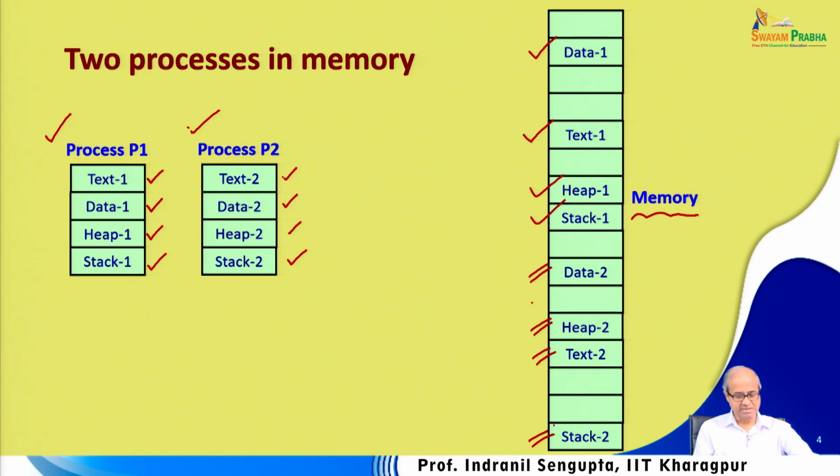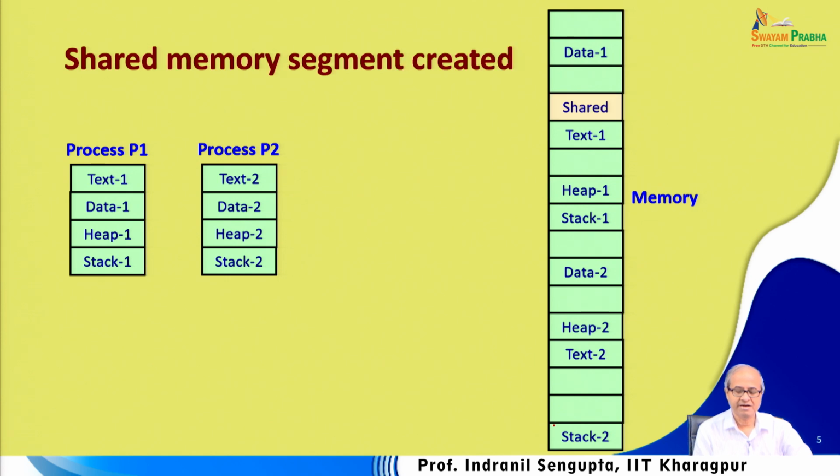Okay. So, let us see. The first step here is that a shared memory segment is created. That is the first step when you want to create a shared memory portion or a segment between two processes. So, we create a shared memory segment.